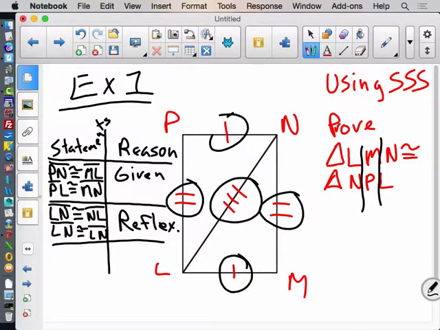All right, so now, because I've proven that all three sides are congruent, I can say that triangle LMN is congruent to triangle NPL, and that's based on the side, side, side congruence postulate. Oh, that was a simple proof. We really only had to do one thing. Okay? Any questions on that? No? Okay, good.